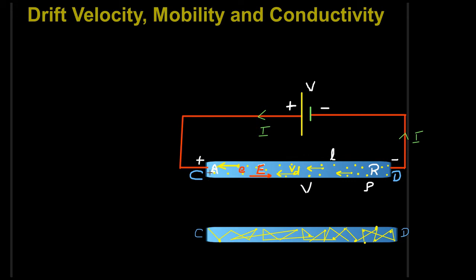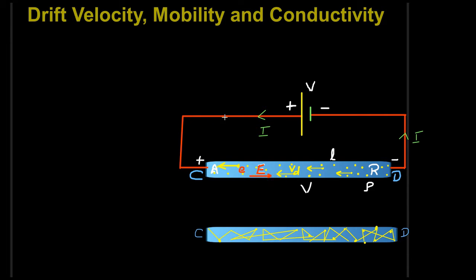But when the conductor comes under an external electric field E, these free electrons drift with velocity Vd, called drift velocity, or these free electrons are aligned in a particular direction which is opposite to the direction of electric field.